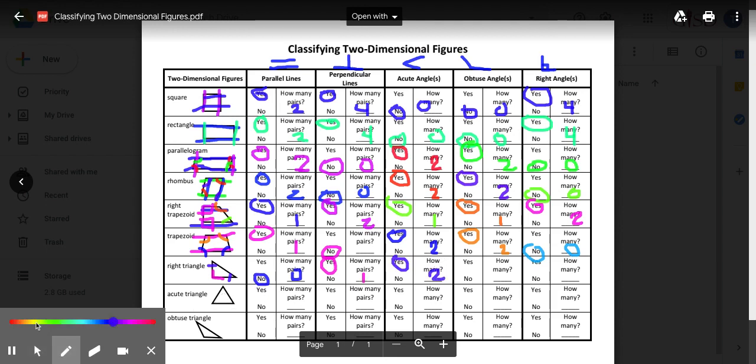Do we have any obtuse angles? The answer to that is no. We do not have any obtuse angles. Your last question is, do I have any right angles? Just like I showed you earlier, you have one set of perpendicular lines, so you do have a right angle. So the answer to this question is yes. And you have 1 right angle.